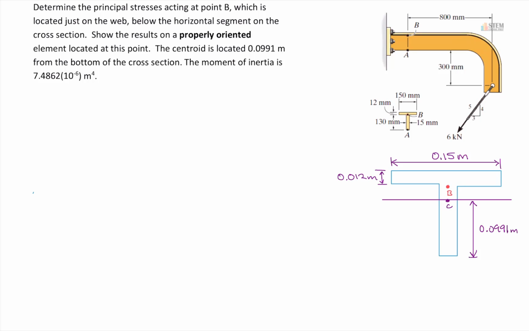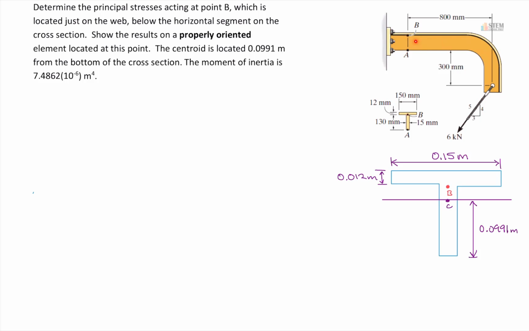So for principal stresses, when we want to find that, it means I need to know the normal stress at B and I need to know the shear stress at B. In order to find those things, we need to know the internal loadings. So I'm going to have to section this right here. And then I have two choices. I can use this side or this side.